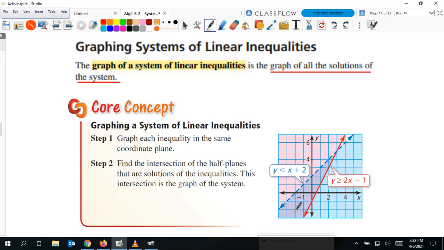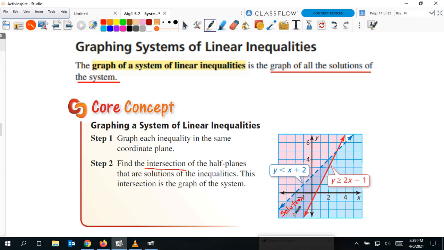So there's an overlapping shading, kind of like this purple section right here, where the blue is overlapping the red, kind of creating the purple section. That section right there is the solution section. That's the intersection, they call it. Find the intersection of the half planes. So the intersection is this part right here. So I'll go ahead and write down, this is our solution region, we can call it.